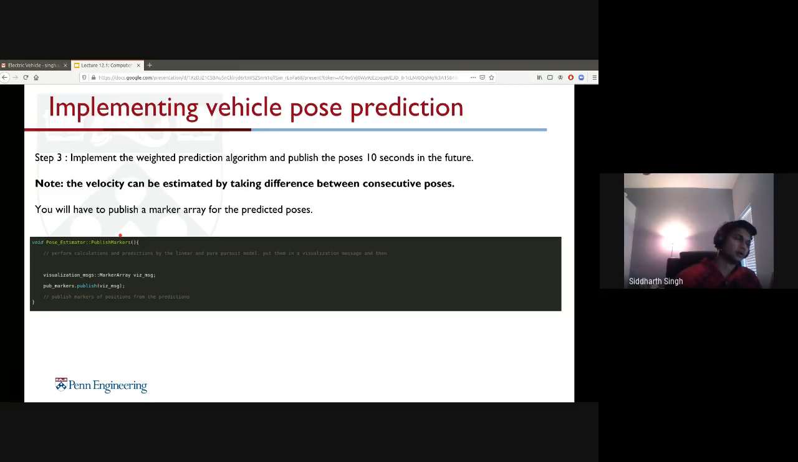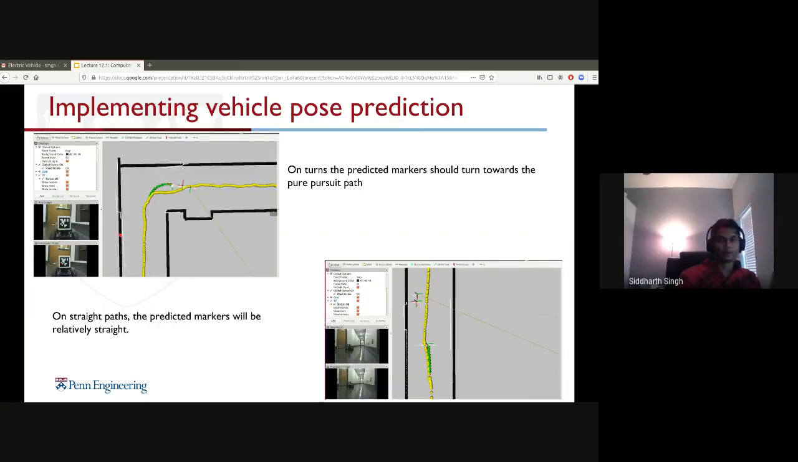Also, if you want to find the velocity that the object is moving with, so that you can accurately find out where exactly it would be in the future, you can just take the difference between the two poses and assume that it's going to continue with the same velocity because the frequency is so high. Essentially, on turns, the predicted marker should turn towards the pure pursuit path. On straight stretches, it should be more or less straight, which is what we expect.